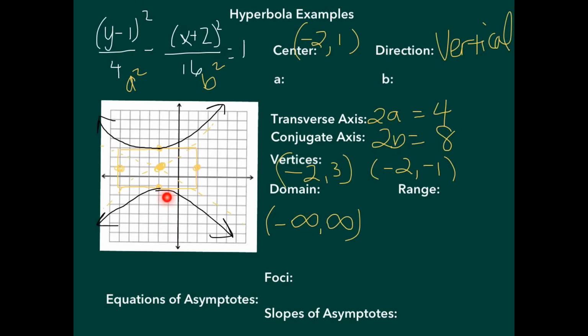And my range, -infinity to -1, and 3 to infinity. This should be a parentheses. And that's it.